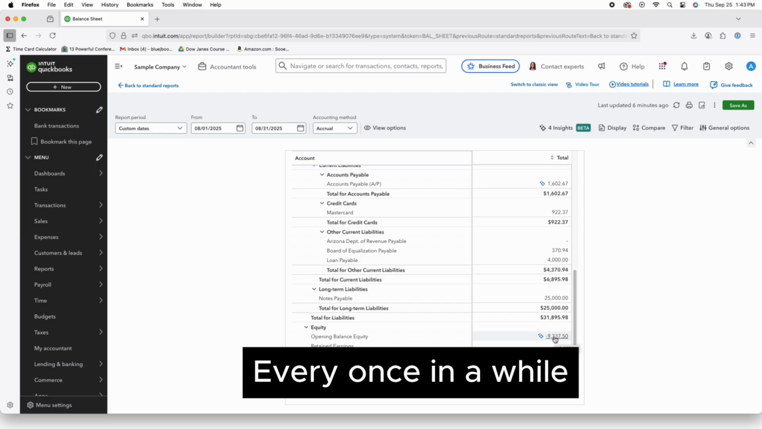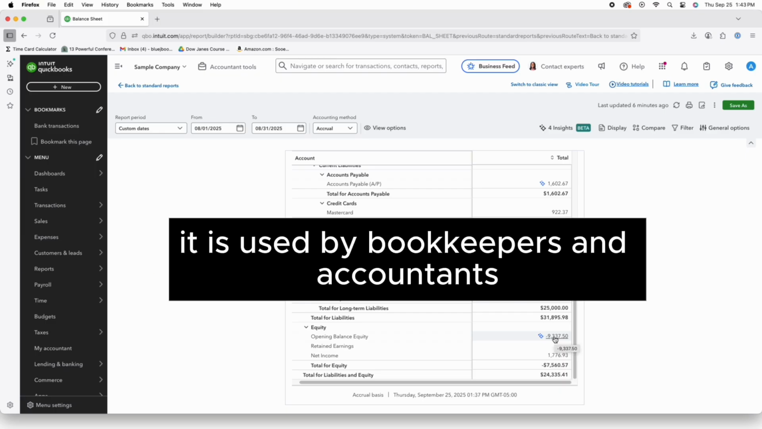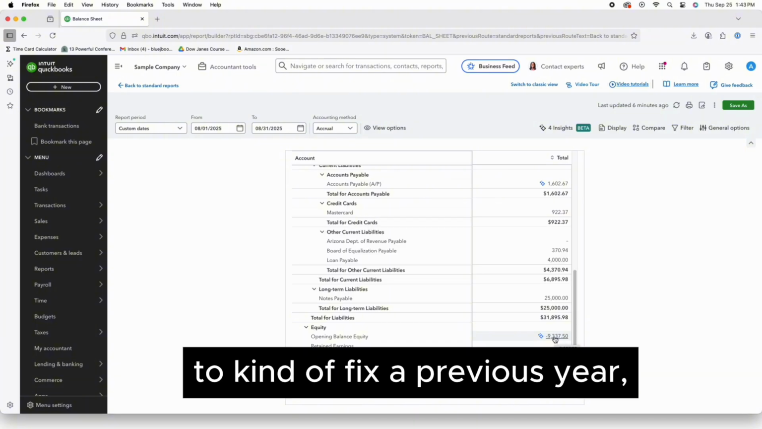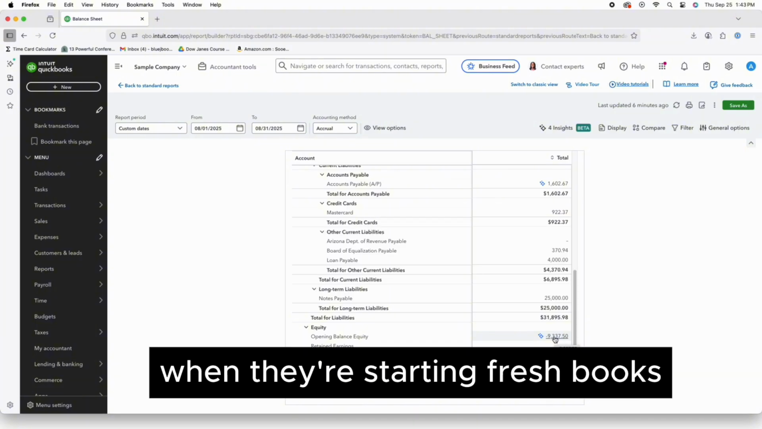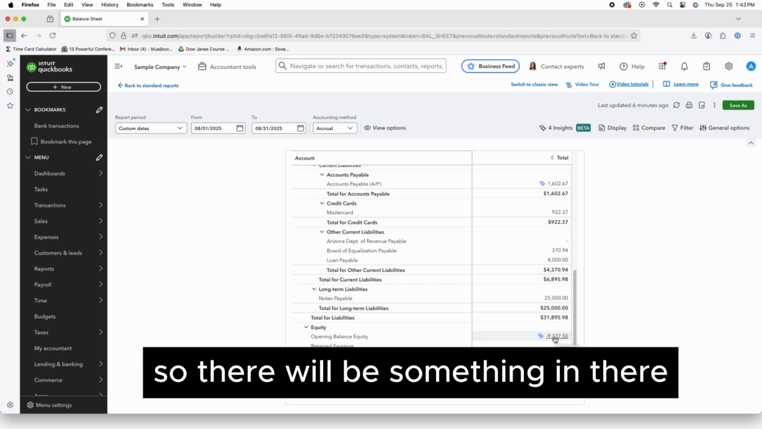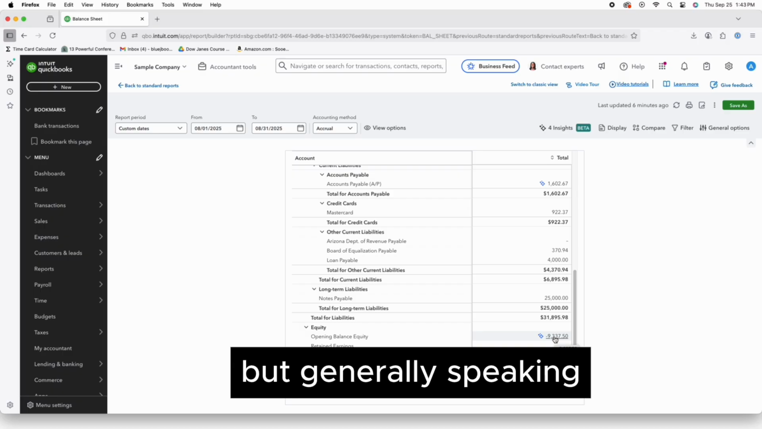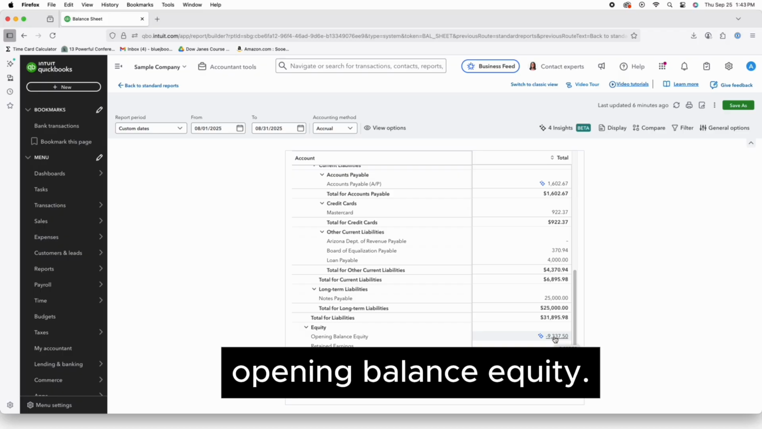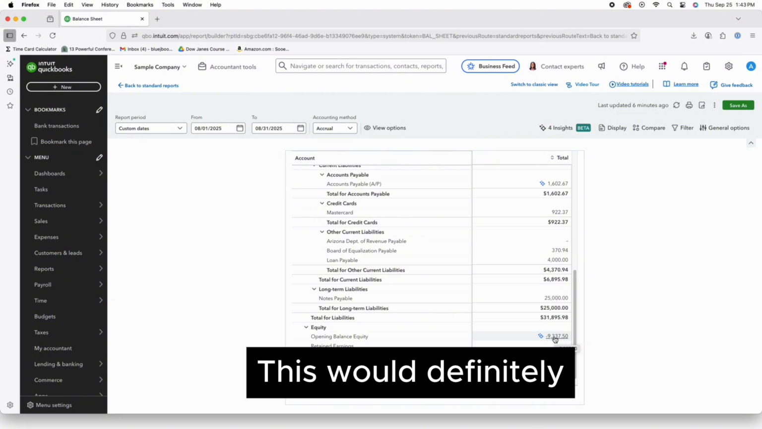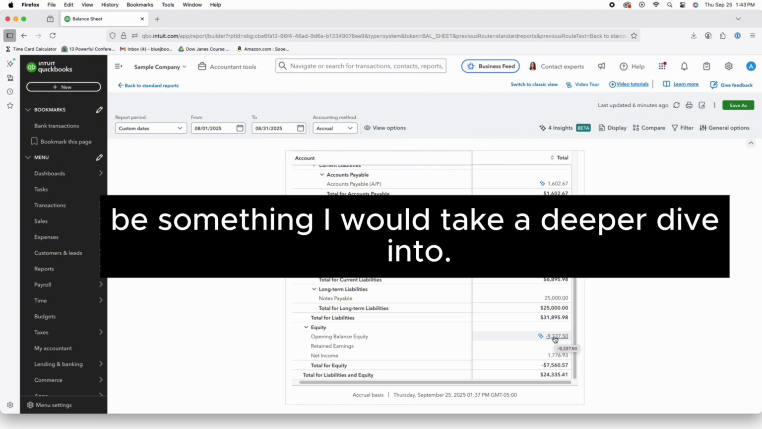Every once in a while, it is used by bookkeepers and accountants to kind of fix a previous year when they're starting fresh books. So there will be something in there, but generally speaking, there should not be anything in opening balance equity. This would definitely be something I would take a deeper dive into.